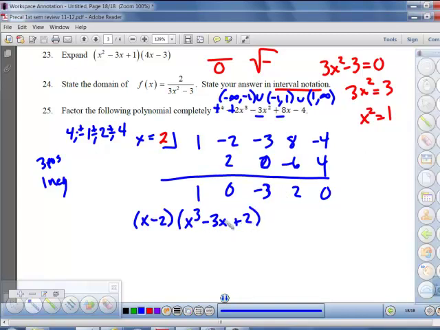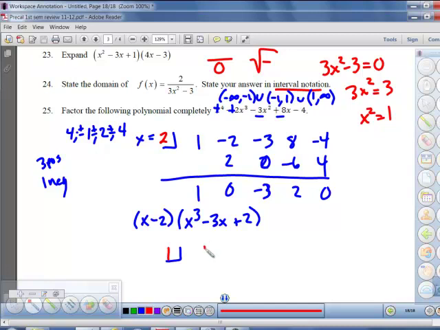Okay, can we use the quadratic formula for this part? No, so we have to do it again. We already know 2 works. What's another value that you guys would like? 1. Negative 2? How about 1 work? 1 would work. Let's see if 1 would work.